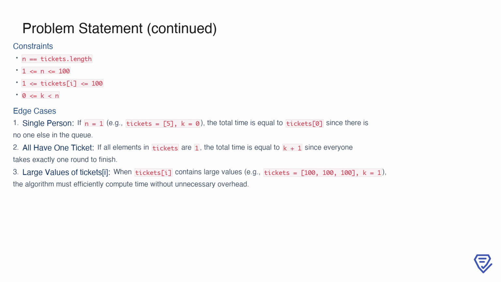For edge cases, consider a scenario with only one person in the queue. For example, if tickets equals [5] and k equals 0, the total time is simply the value of tickets[0], as there is no one else to share the counter. Another edge case is when all individuals want just one ticket. Here, the total time is equal to k plus 1 because each person finishes their purchase in exactly one round. Lastly, if the tickets array contains large values, such as [100, 100, 100], with k equals 1, the solution must handle this efficiently without excessive computation. These constraints and edge cases ensure that the algorithm is robust and performs well under various conditions.